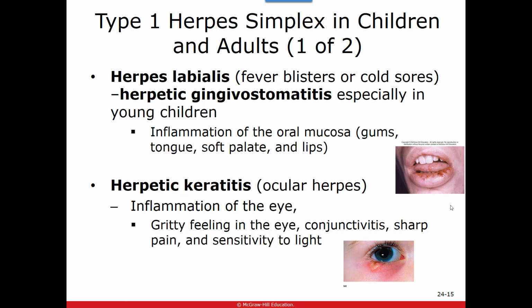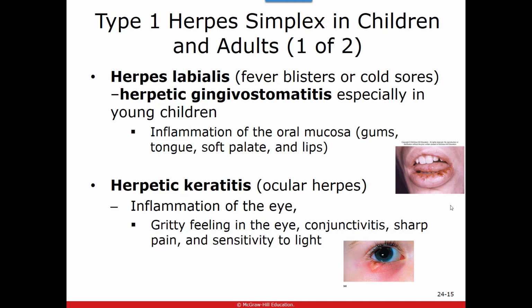It can also cause what's known as ocular herpes or herpetic keratitis. It's inflammation of the eyes. The eyes are inflamed, it has kind of a gritty feeling, like you've got sand in your eyes, you're going to have pink eye, pain, and sensitivity to the light.